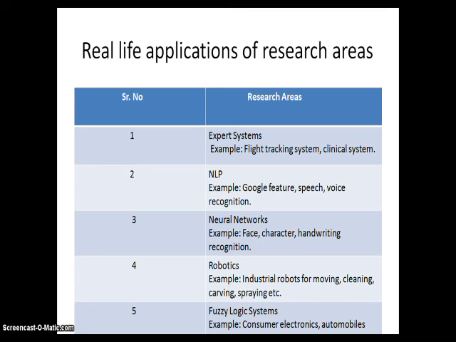Robotics: industrial robots we are using for spraying, carving, cleaning. Different industries are using robots nowadays. And fuzzy logic systems, which we are using in consumer electronics and automotives, our cars. These are based on sensor data. So these are some of the research areas of AI which I have given here.